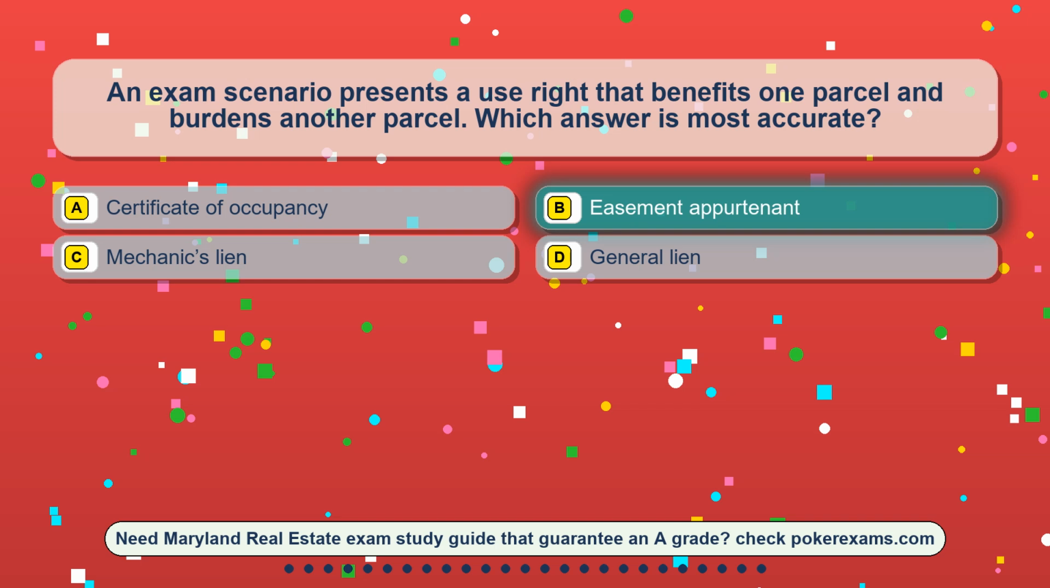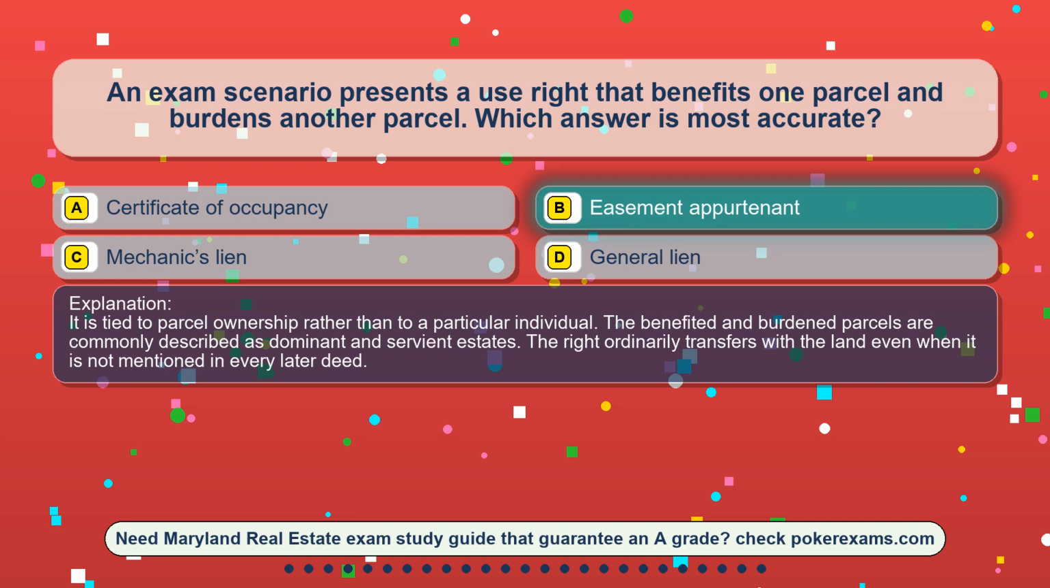The correct answer is option B, easement appurtenant. It is tied to parcel ownership rather than to a particular individual. The benefited and burdened parcels are commonly described as dominant and servient estates. The right ordinarily transfers with the land even when it is not mentioned in every later deed.